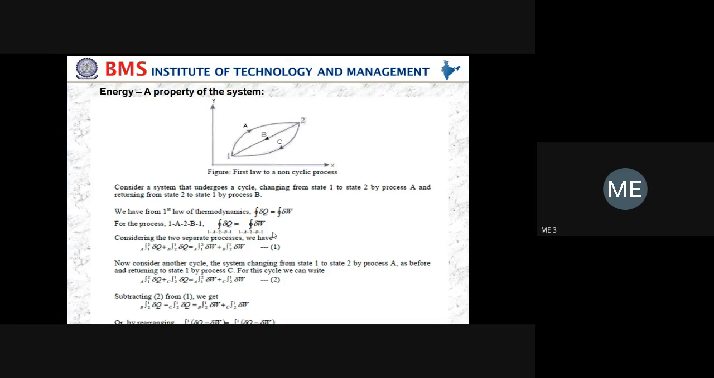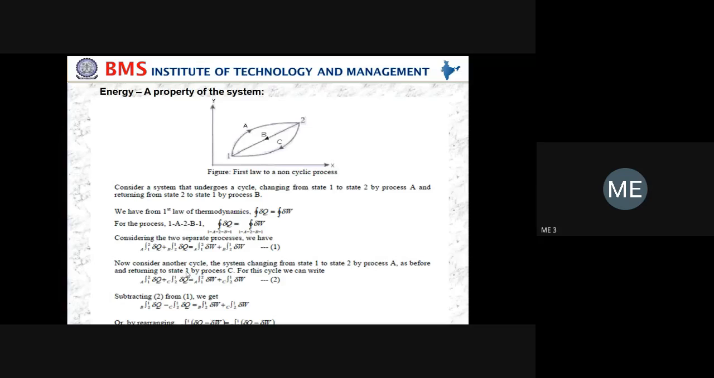Just first you write this cyclic process, then you split it into two processes for the cyclic process 1A 2B 1. In the second case, you take the cyclic process 1A 2C 1, don't take B, split it into two parts, then you call those equations 1 and 2. Just equation number 1 and 2 you can write.